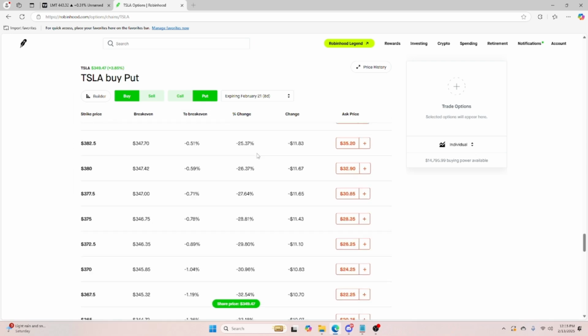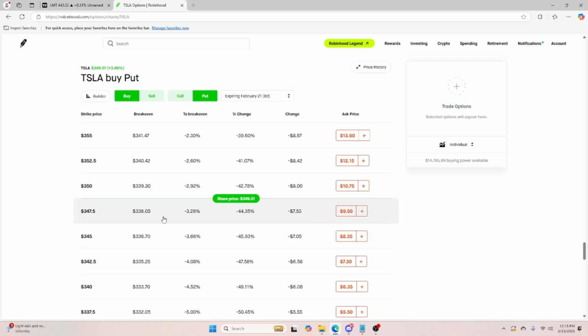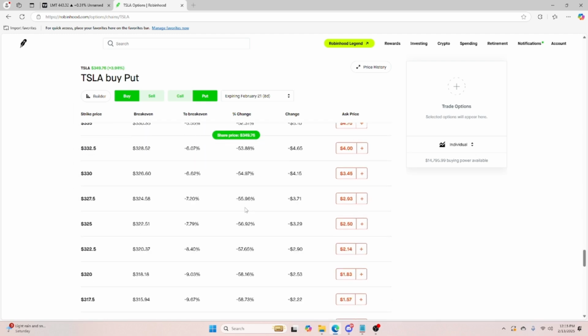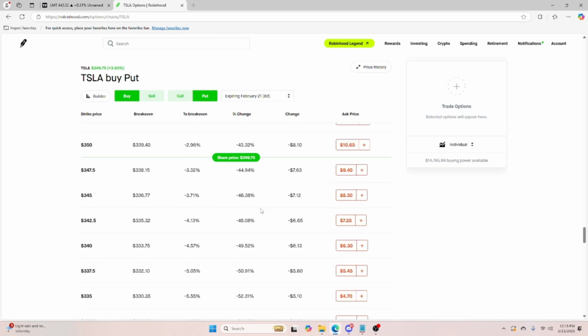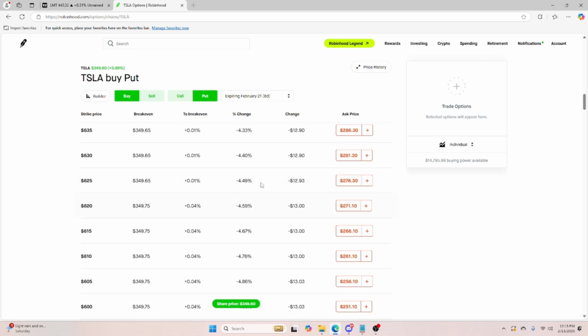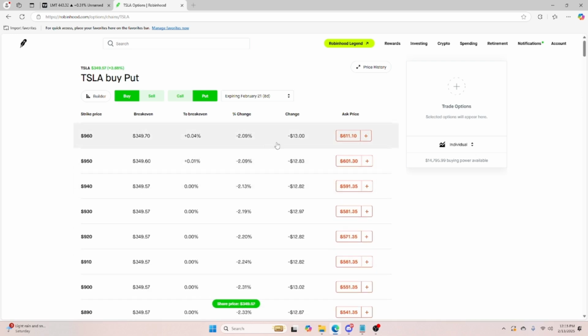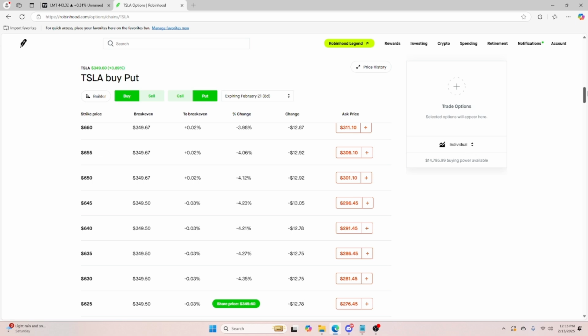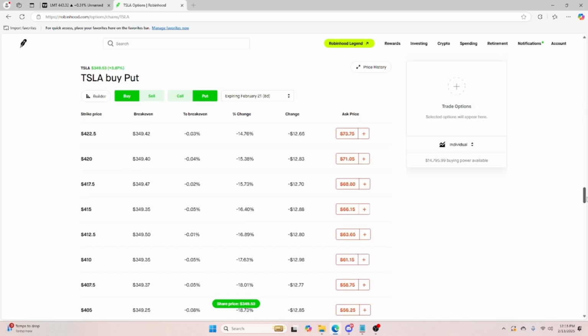So, option puts, same thing. You have your strike price, break even, percentage change. As you can see, since Tesla pushed 3%, almost 4% up in the market, these contracts are getting smoked right now. 45%, 50%. These contracts are getting absolutely killed. Even the top contracts are down very big percentages. Look, 2% on a $60,000 option. That's a lot of money being taken away from these options.